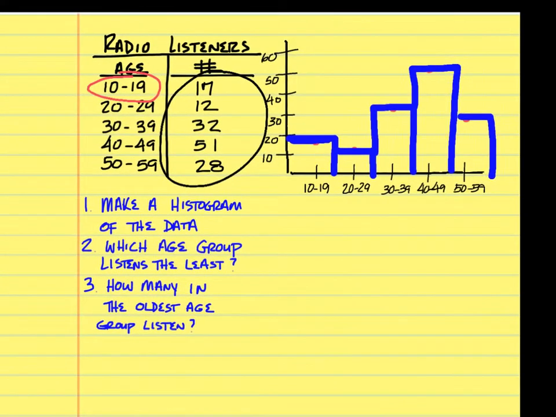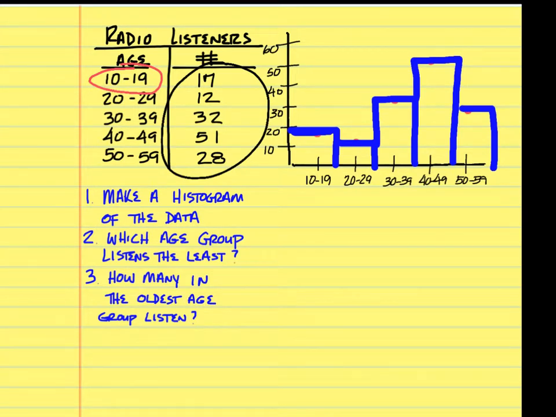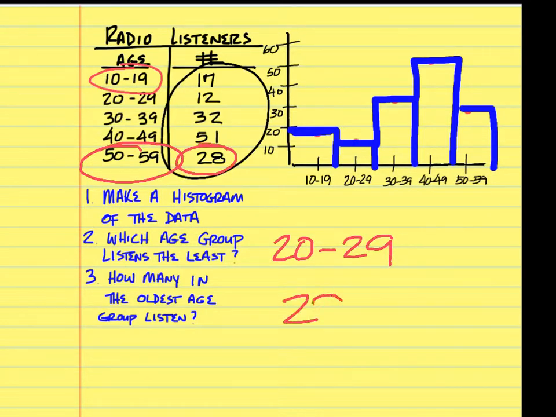Now for the questions. Which age group has the least amount of listeners? 20 to 29, that's right. How many are in the oldest age group? Which group is the oldest age group? 28. Yeah, 50 to 59, so it has 28 listeners. 50 to 59 is the oldest age group, and it has 28 listeners.